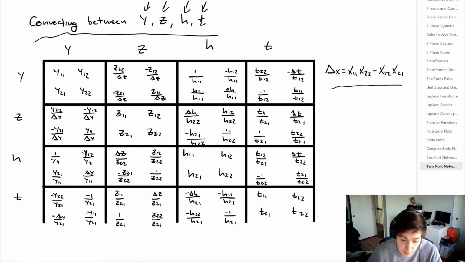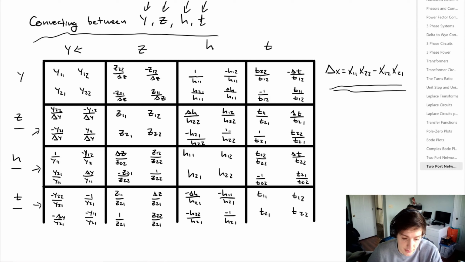So what we can say from this is that if we have the parameters given in Y, we can simply find what they are in either Z, H, or T, simply by using the equations in each one of these cells. And just note, this delta term is simply given by this equation here.